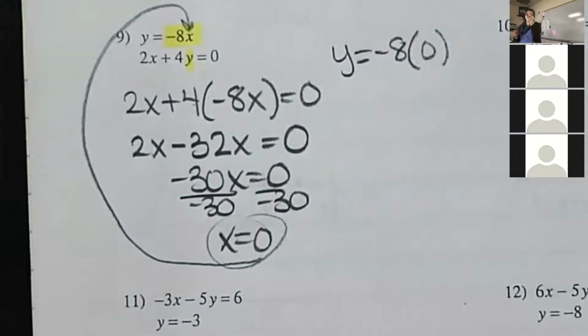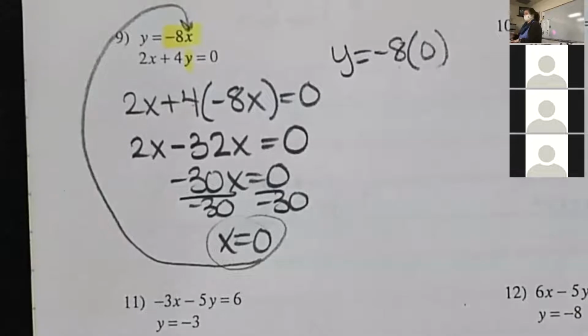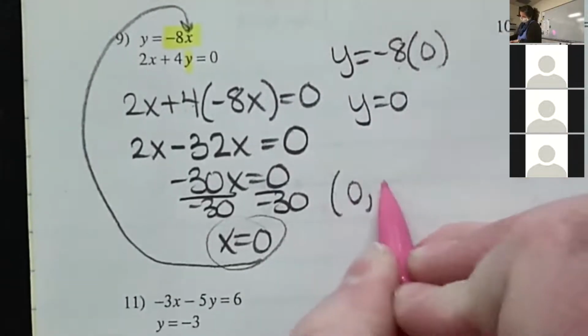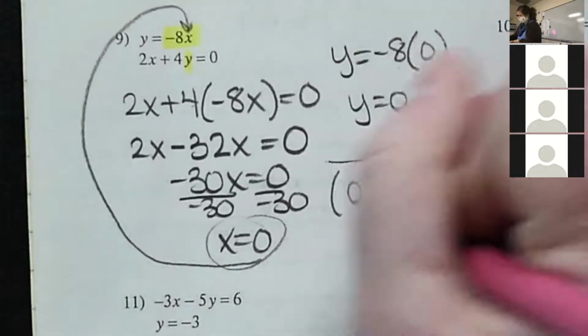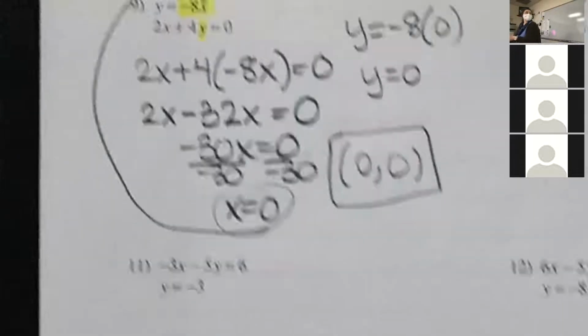Now you can plug it in the top or bottom. It doesn't matter. It just looked easier to put it in the top one. So that's where I'm going to put it. Well, what is negative 8 times 0? 0. So what's y? 0. So x comma y, 0 comma 0. Otherwise known as the what? Origin. Good. 0, 0 is the origin. Let's try another one.